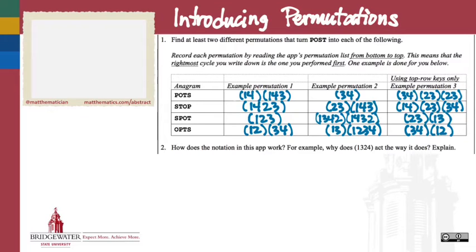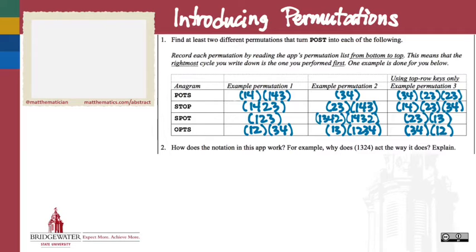So the first thing I asked you to do was to use this interactive app to just find some notation for the permutations that would turn the word post, P-O-S-T, into each of these four words. And so here are the results that we got up here.